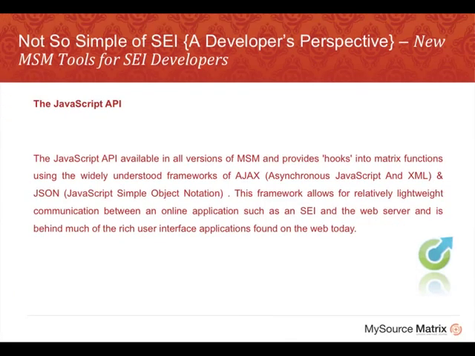The JavaScript API, it's available in all versions of MySource Matrix. It provides hooks into MySource Matrix functions using the widely understood framework of Ajax and JSON. So it's using the standards that are out there and that are understood by application developers. These standards are largely what sits behind some of the rich applications that we're seeing rolled out on the web today. So it's great to see that Matrix is adopting those standards and using them.